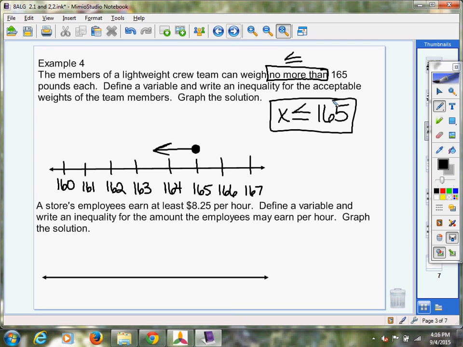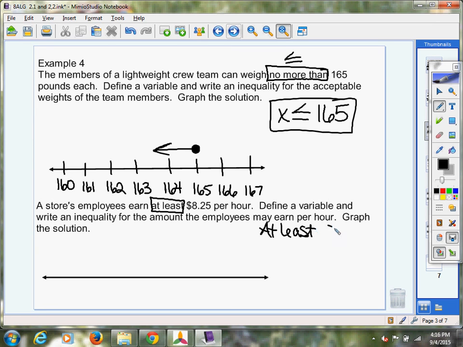Okay? The last one here, it says a store's employees earn at least $8.25 per hour. Define a variable and write an inequality for the amount the employees may earn per hour. So a store's employees earn at least $8.25 per hour. So here's the words we need to focus in on. At least. So when we're saying the words at least, we are saying we can't make less than $8.25 an hour.